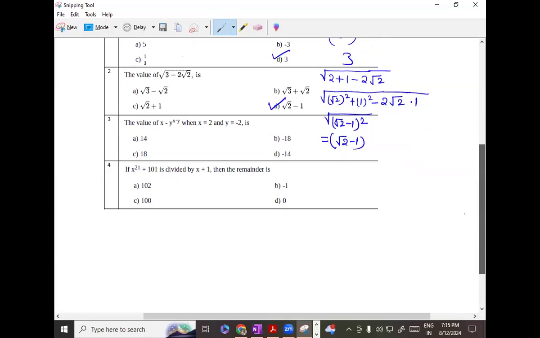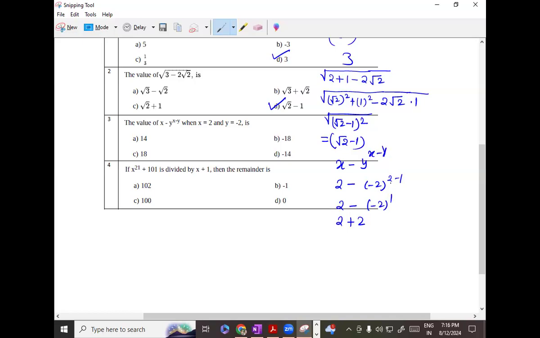Yes, sir. Have you got your notebook? Then solve it, then tell me the answer. Okay, sir. Then find the value of x minus y to the power x minus 1. Put the value of x, x is 2 minus y is minus 2, and here 2 minus 1, right? Then 2 plus 2, it becomes 4. Sir, the answer is D.